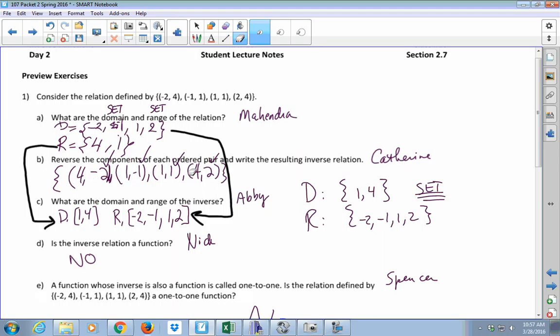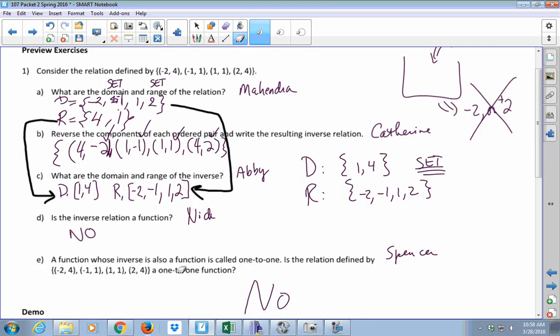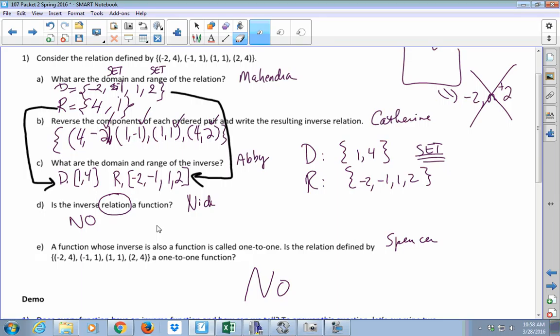So if we look at these ordered pairs and we look at 4, if 4 goes into our machine, what comes out? 2 and -2. So that's a big problem. We can only have 1 output. It's just a relation. It is not a function. So its inverse is a relation. It's not a function.